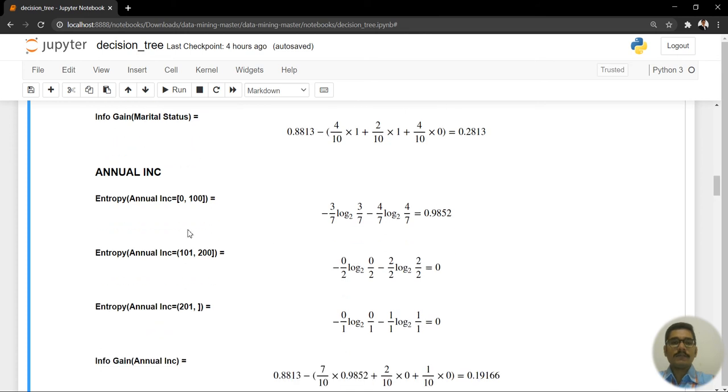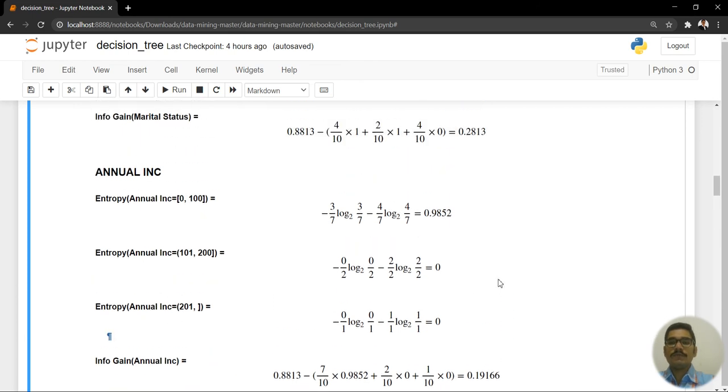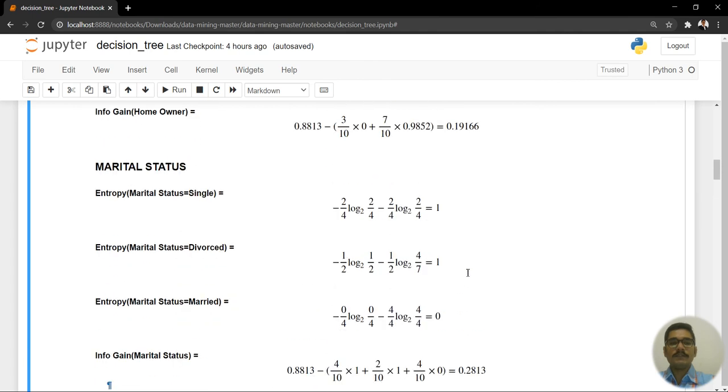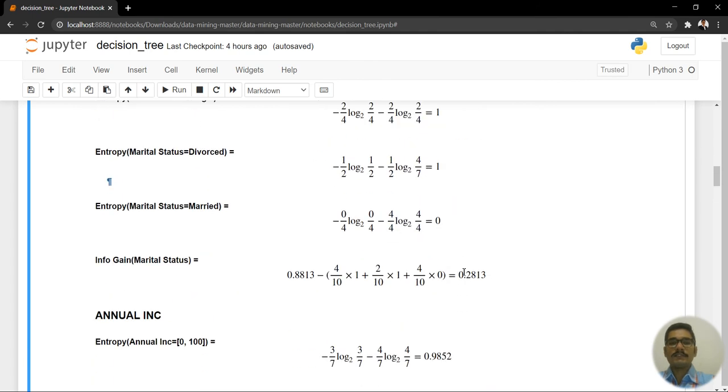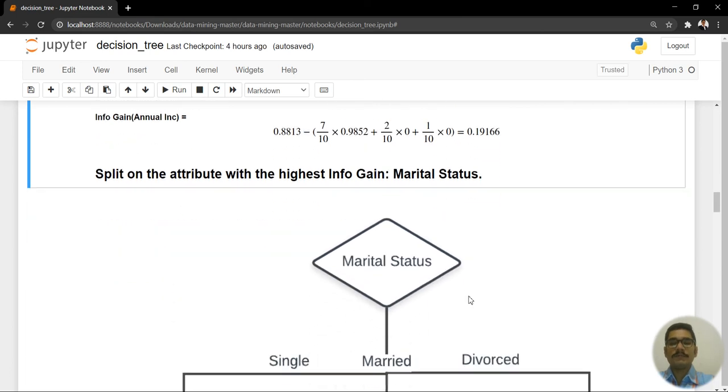For annual income, we have the bins. Accordingly with the bins, we do the computation for 0 to 100, 101 to 200, 201 to infinity. Okay, and then you calculate the information gain. We look at which information gain is the maximum. The maximum one is obtained for marital status, so this will be the candidate for the root node. Okay, so we split on the attribute with the highest information gain, which is marital status.